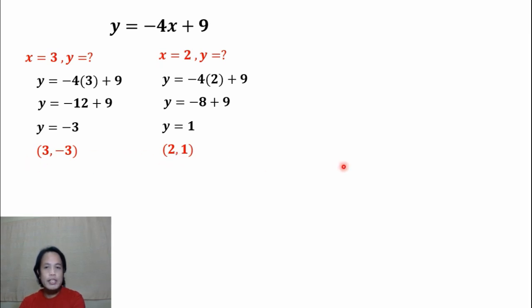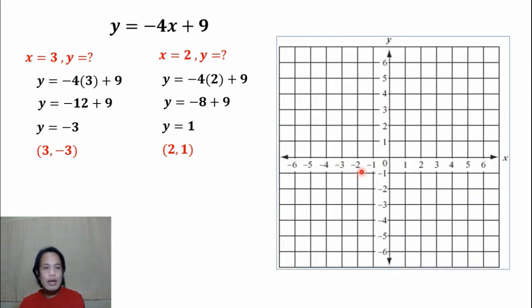Locate these 2 points in the Cartesian plane. So we will have 3 and negative 3. This is our 3 and this is our negative 3. So this is our first point. Next is we have 2 and 1. So this is our 2 and our y is 1. So this is our second point. Connect these 2 points. We now have this line for the equation y equals negative 4x plus 9.